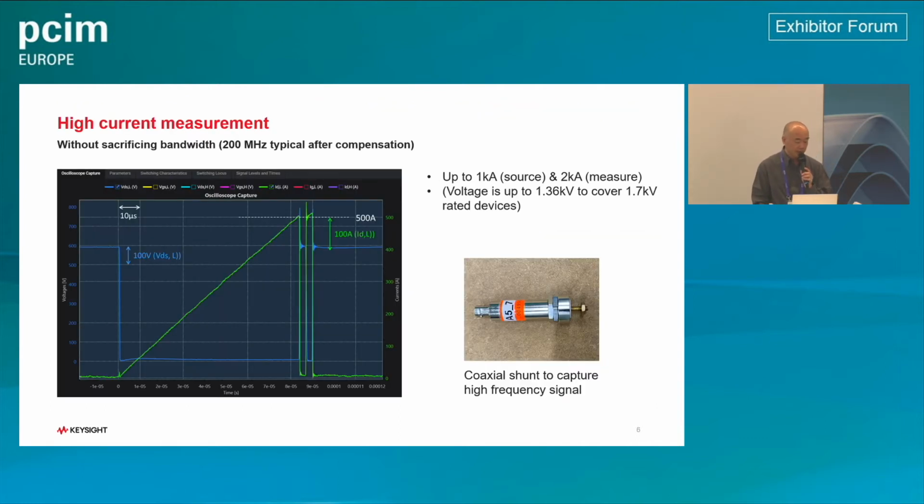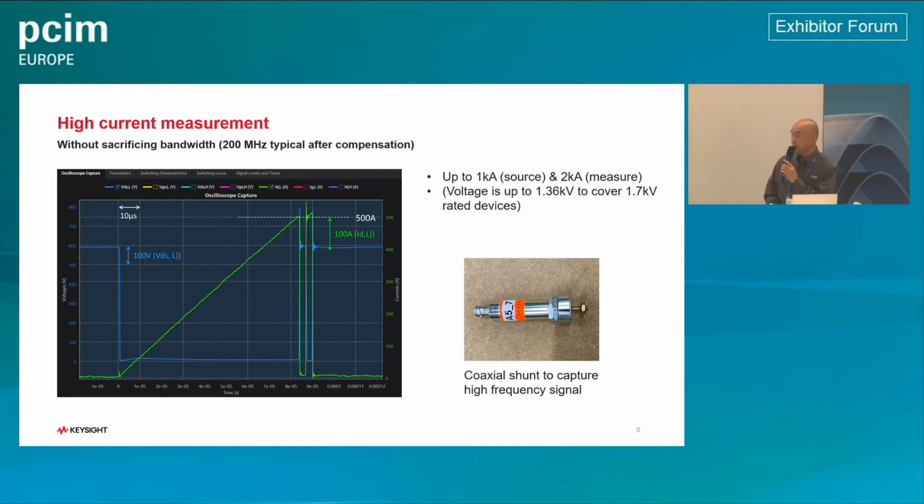The first one I want to talk is the high current measurement capability without sacrificing the bandwidth. So you have a few choices for the current sensing. We selected a coaxial shunt to make the current measurement because of the higher bandwidth, unlike the other alternative like Rogowski coil or Pearson probe. At least the coaxial shunt should give you the best performance in terms of the bandwidth.